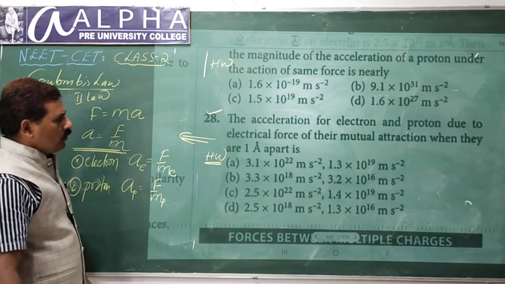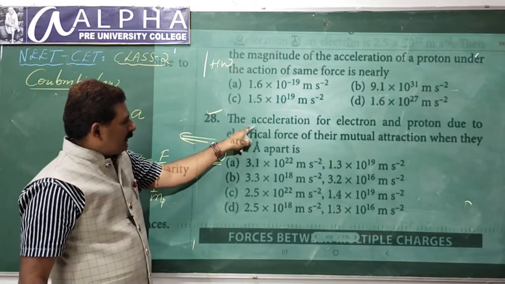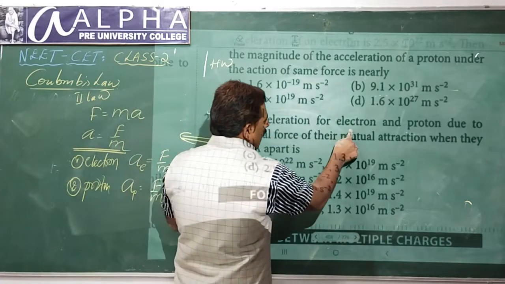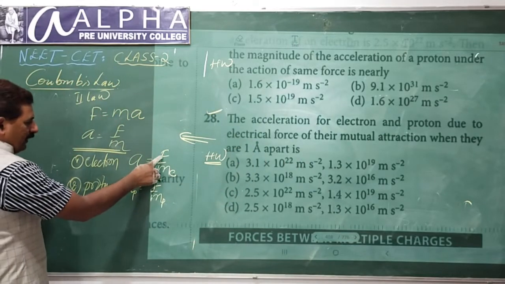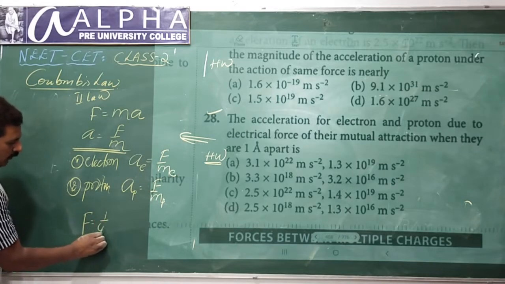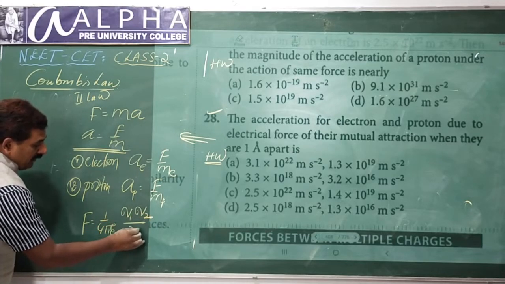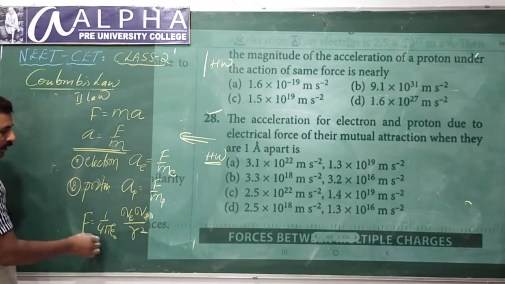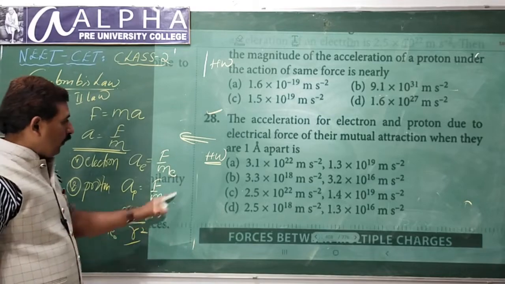When they are separated by a certain distance, you have to find the acceleration for electron and proton due to their mutual attraction. You have to use electrostatic force. You know the force expression. F equals 1 over 4 pi epsilon 0 times Q1 Q2 divided by r squared. Q1 is the charge of electron, Q2 charge of proton. r is given. We have already done this problem earlier.